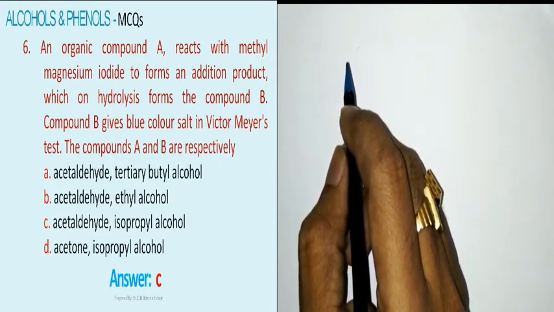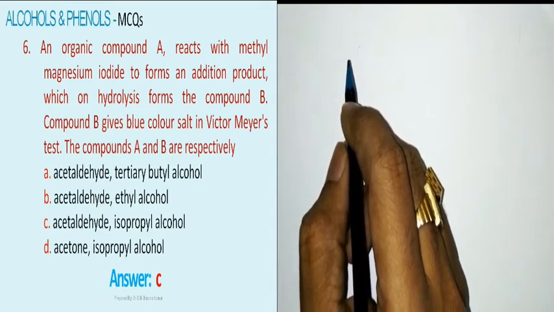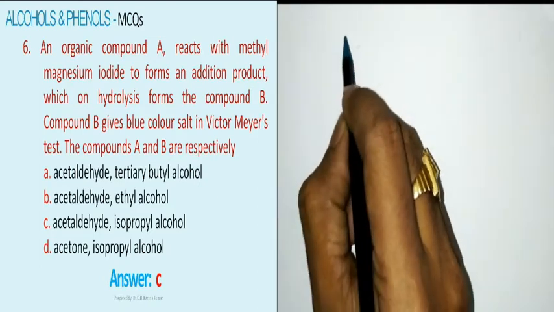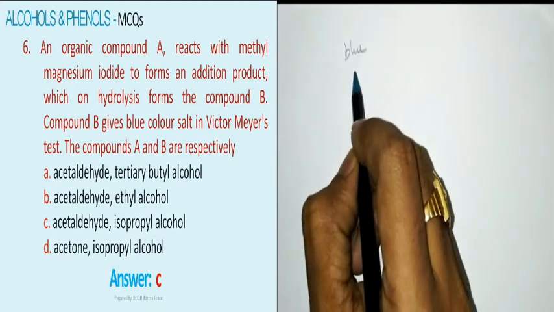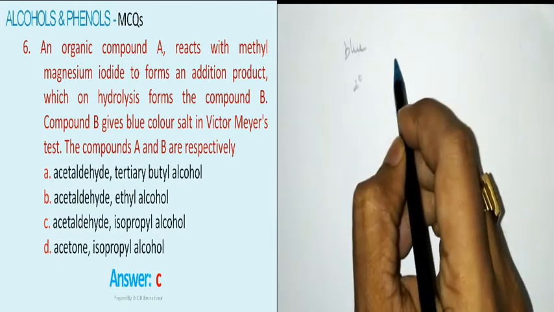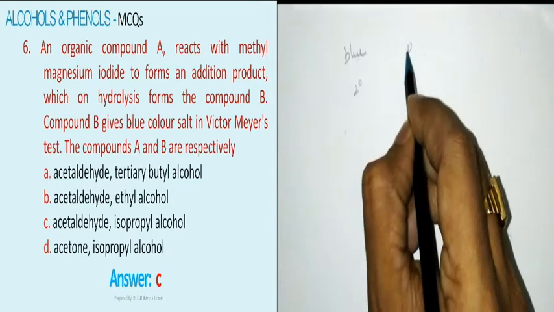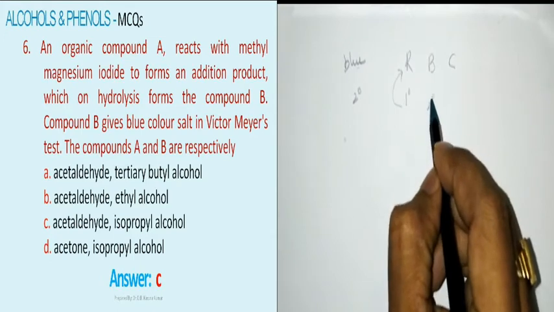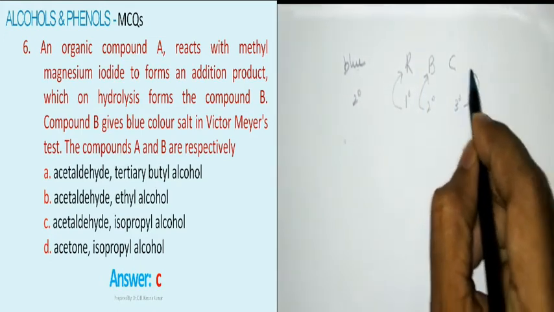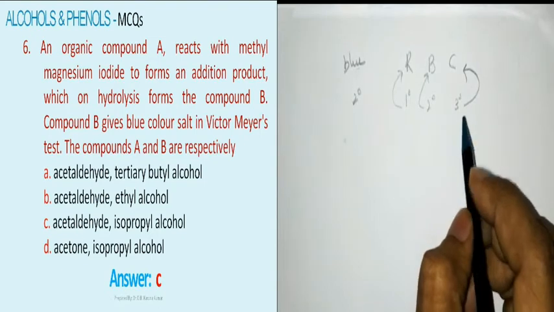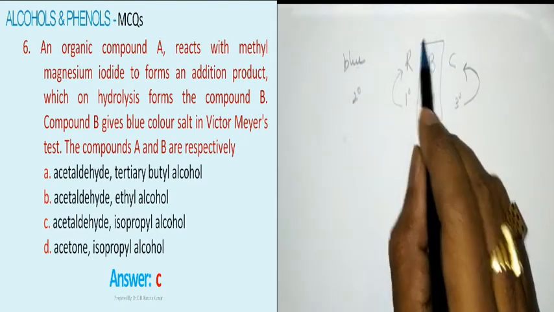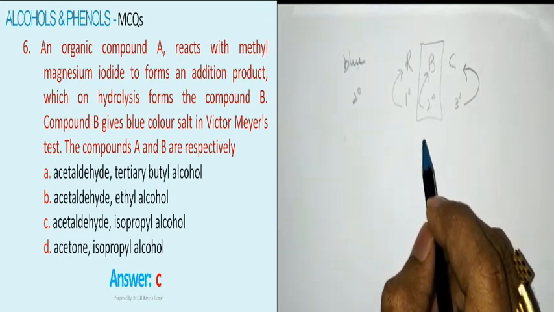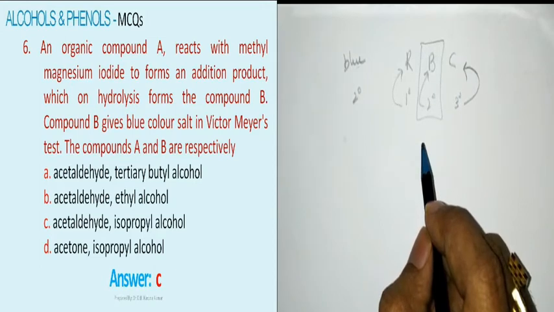Now compound B formed as an intermediate here is reacting with Victor Meyer's reagent and it is giving blue color, he says. Blue color is given by secondary alcohols in the Victor Meyer test. A Victor Meyer test is also called the RBC test. So primary alcohols will give red color, secondary alcohols will give blue color, and tertiary alcohols will give a colorless compound. So therefore the compound obtained is a secondary alcohol, which means the initial organic compound taken prior to Grignard's reagent action must be acetaldehyde.